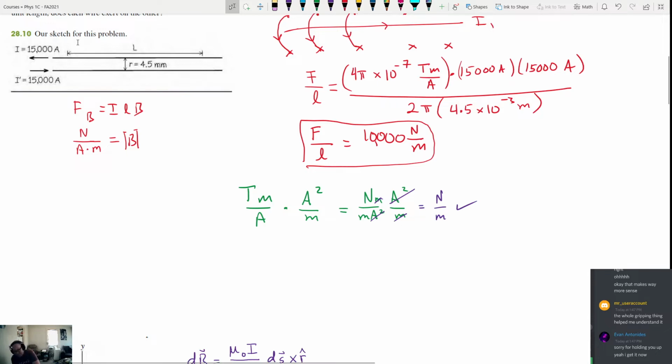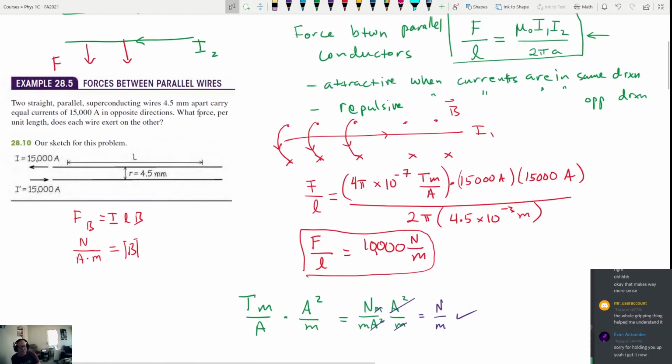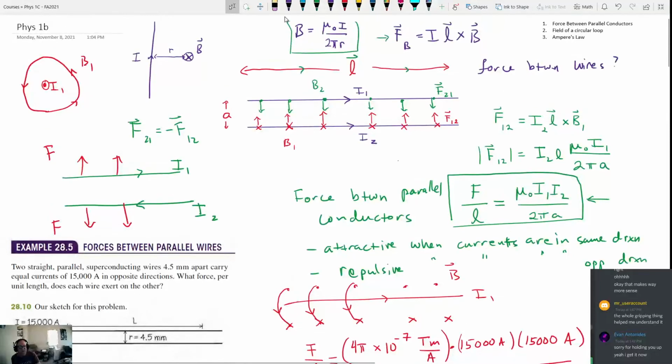It's very nice that we can now understand what the magnetic field of a long wire is, and then we can use that idea to construct the force between two parallel wires.